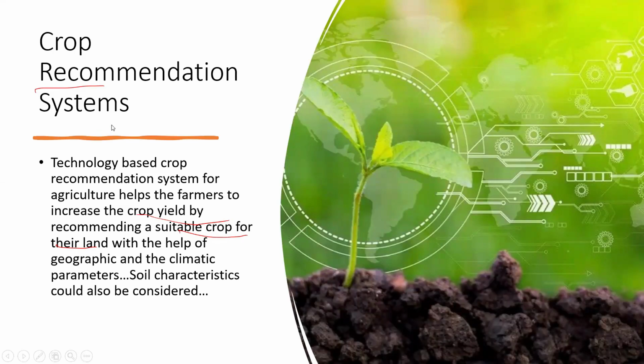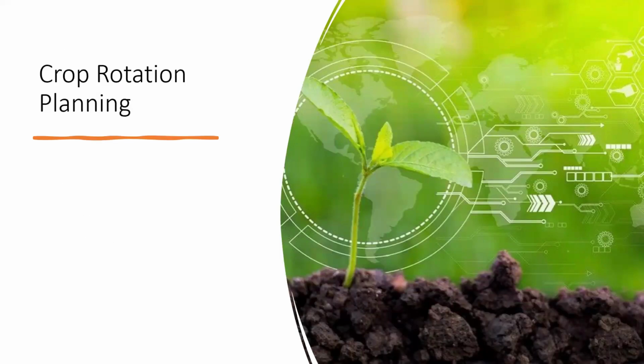But what we are saying is, based on historical data sets or some of the characteristics of the soil, machine learning can easily predict which kind of plant might grow better in these areas. These are possibilities that already are being used. Then, similar to the crop recommendation is what we call crop rotation planning.